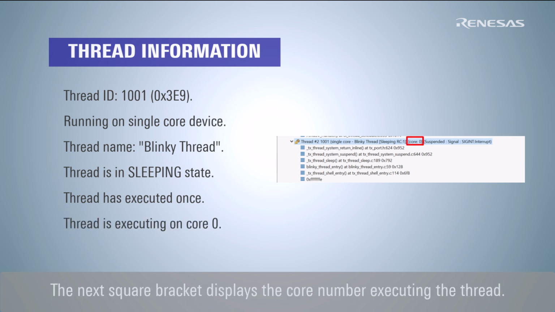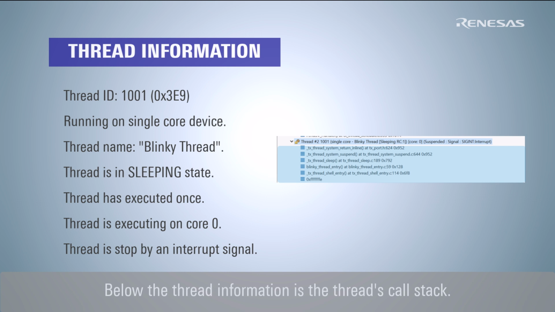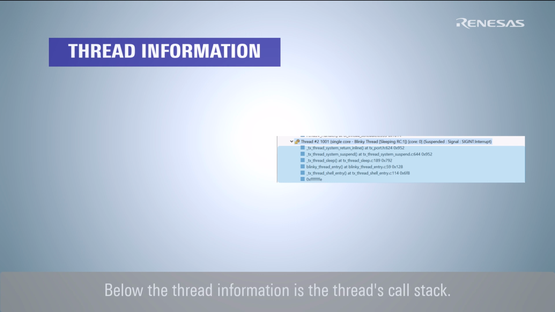The next square bracket displays the core number executing the thread. The final bracket indicates the signal that stopped the thread. Below the thread information is the thread's call stack. That concludes the demonstration.